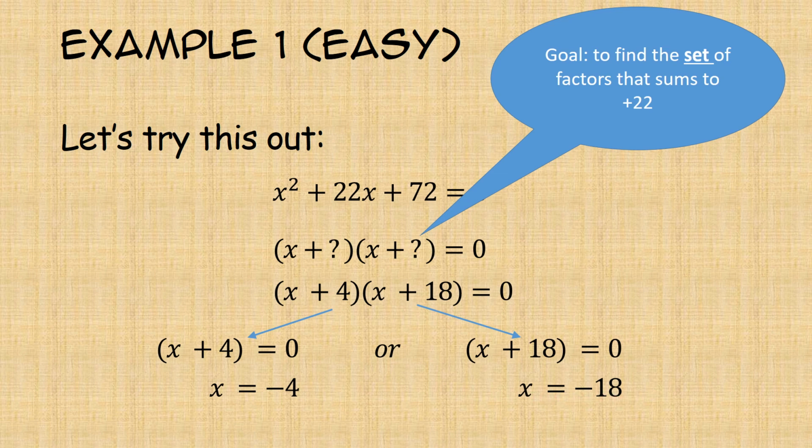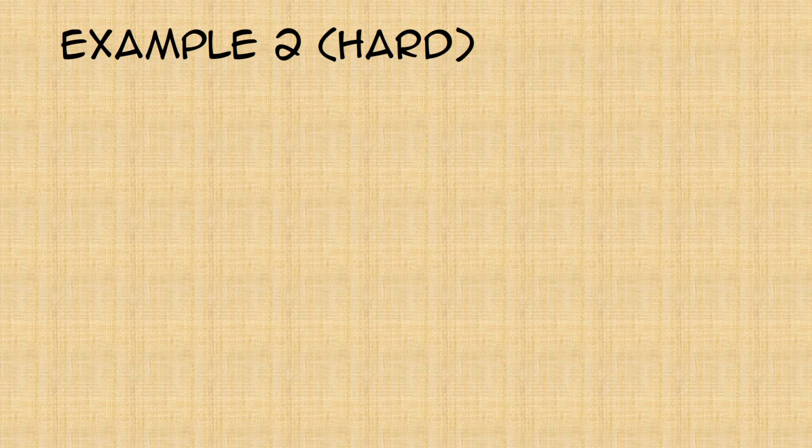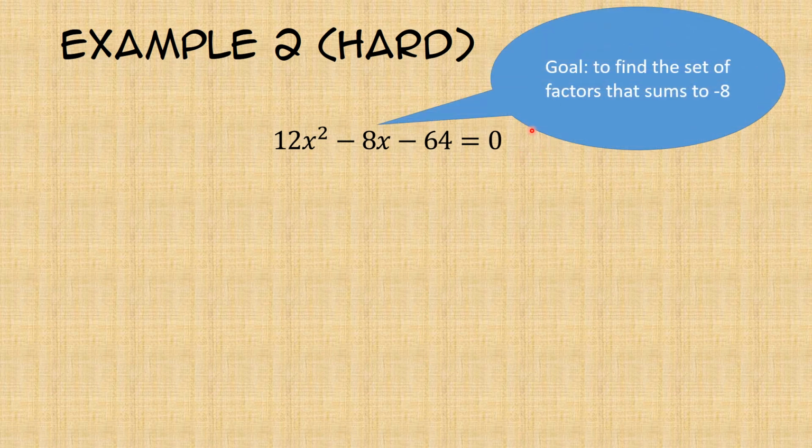Let's try a second example, and this one is a little bit harder. It's not impossible, but I'm showing this so that you can see for yourself that this method can be quite complicated if you have to do multiple rounds of trial and error. So our equation here is 12x squared minus 8x minus 64 equals 0. Same thing, our goal is to find the set of factors that sums to negative 8.